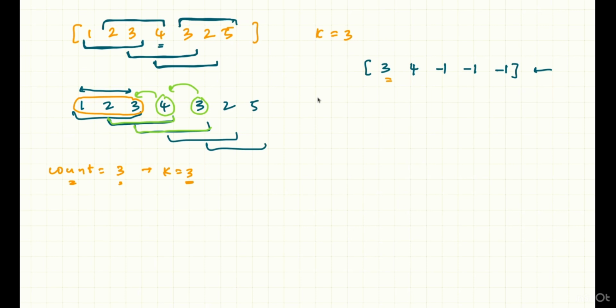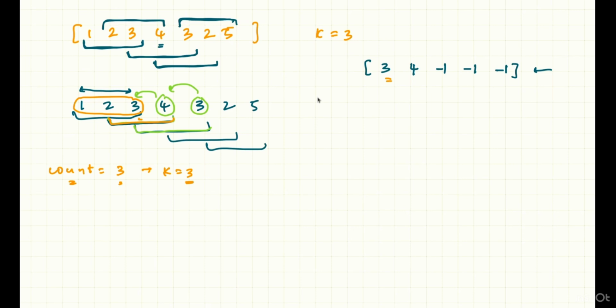I have to just move to the next window. The new element would be 4. So I would compare 4 with my previous element, which is 3. Yes, it is consecutive to it, but I should also decrement the count, right?